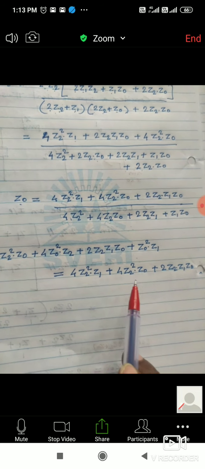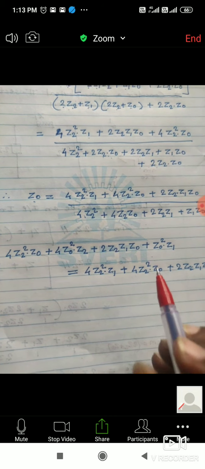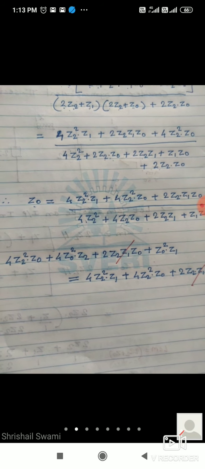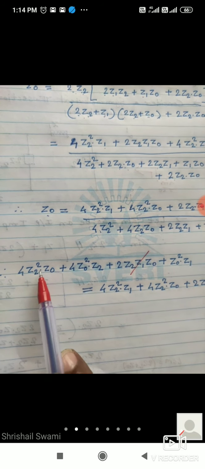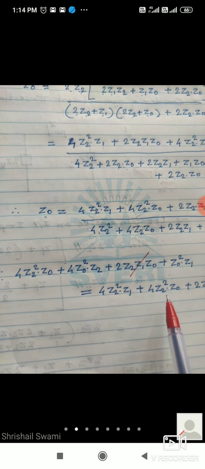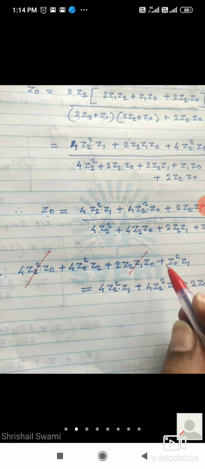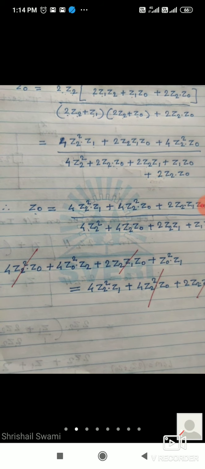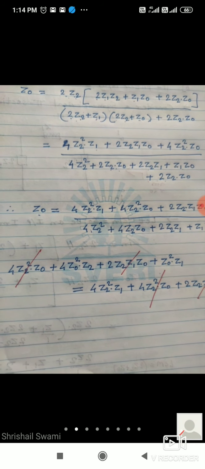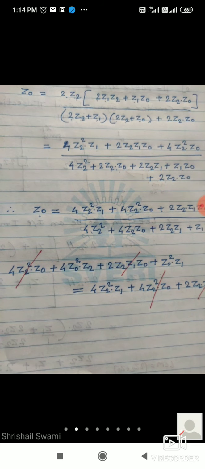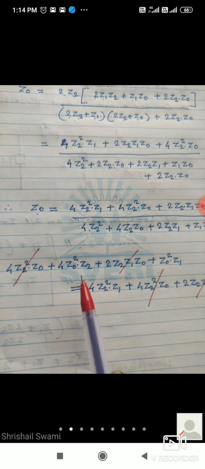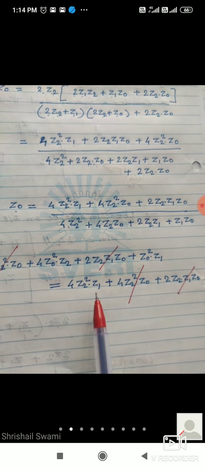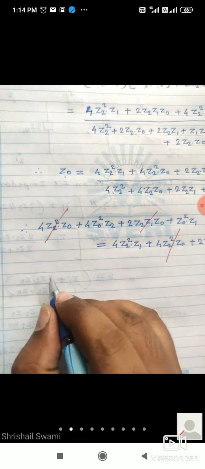Okay. So what are the things getting cancelled? This gets cancelled, this gets cancelled. After that 4z2 square into z0, 4z2 square into z0, this is getting cancelled. Okay, see what else gets cancelled. So the left hand side is these two terms and the right hand side is 4z2 square into z1. So that is remaining, you can write like this.